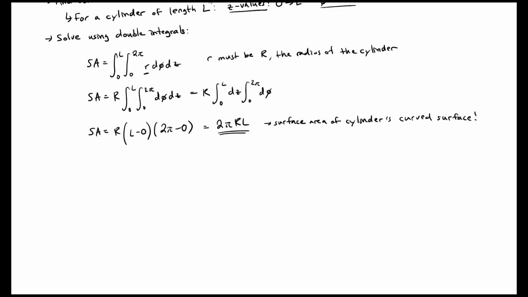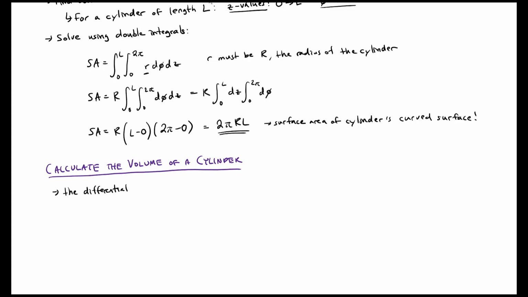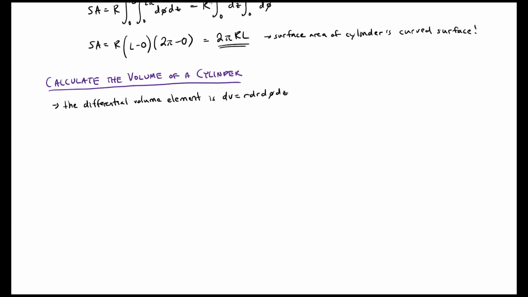So if we wanted to calculate the volume of a cylinder, we're going to use the differential volume element with bounds that are constants. Note that the differential volume element is dV equals r dr d phi dz, just like we've covered before. So now I have 1, 2, 3 variables that are changing. It means I need a triple integral.